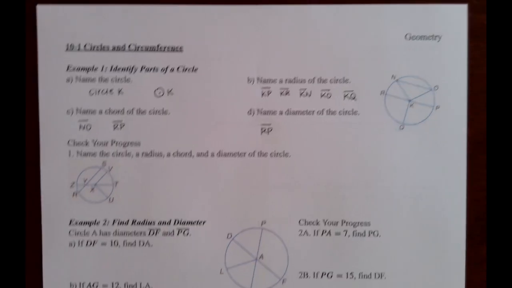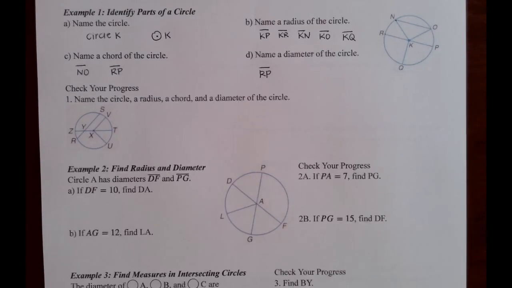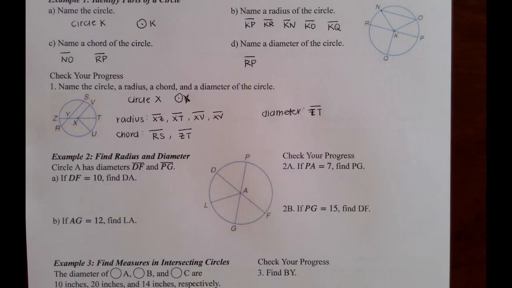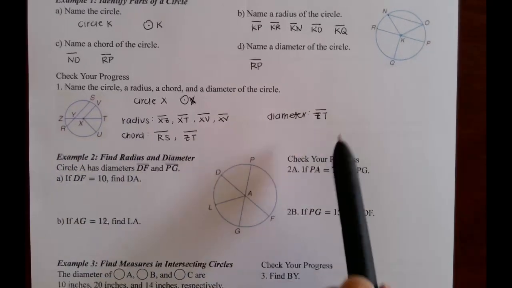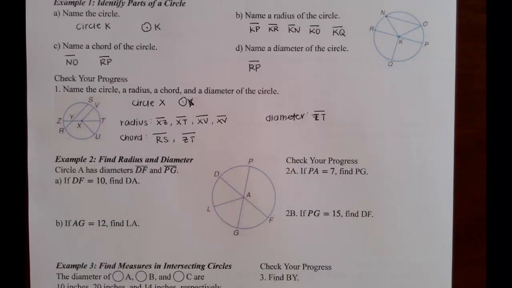Why don't you try Try It 1: name the circle, a radius, a chord, and a diameter. You only need to do one of each. For the name of your circle, it should be circle X. It could be written either way. For radius, any of these would work: XZ or its reverse ZX, XT, XU, and XV or their reverse. For your chords, that's RS or ZT, or their reverse, because again, the endpoints are on the circle. And the diameter here is ZT or TZ.